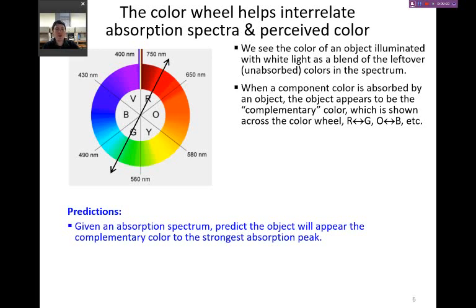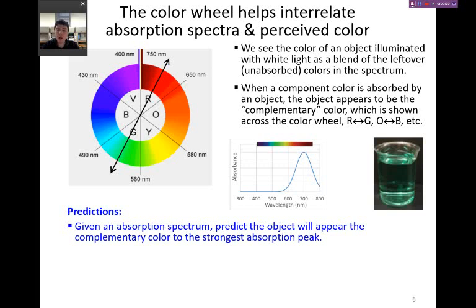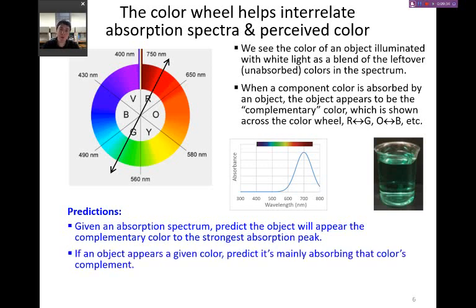So if we give you an absorption spectrum, let's predict what color it would appear. If we're given an absorption spectrum, remember that what is absorbed is the complement of what we see. And so in this case, we see that it's absorbing in the red range here. And so it would appear to be somewhere in the green range.